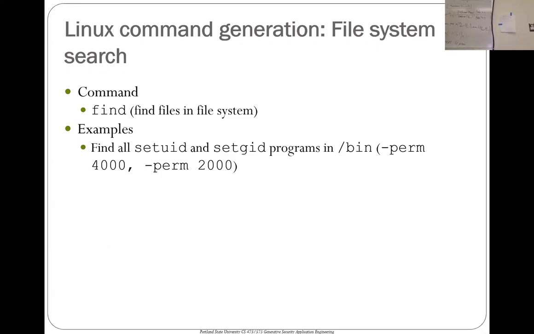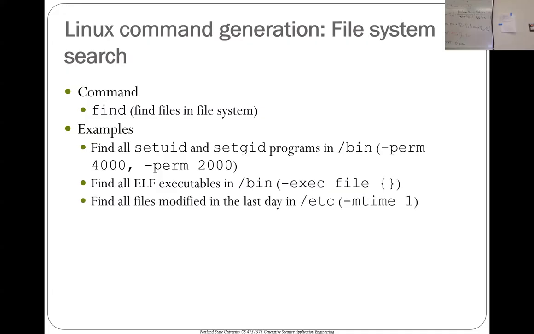So you're like, okay, I'm going to protect these binaries. Or if the adversary has planted a set UID or set GID binary in these directories, you want to see that they're there. Find all ELF executables in /bin. So then you can look and you do a file operation on these things and you search for the ELF file type.